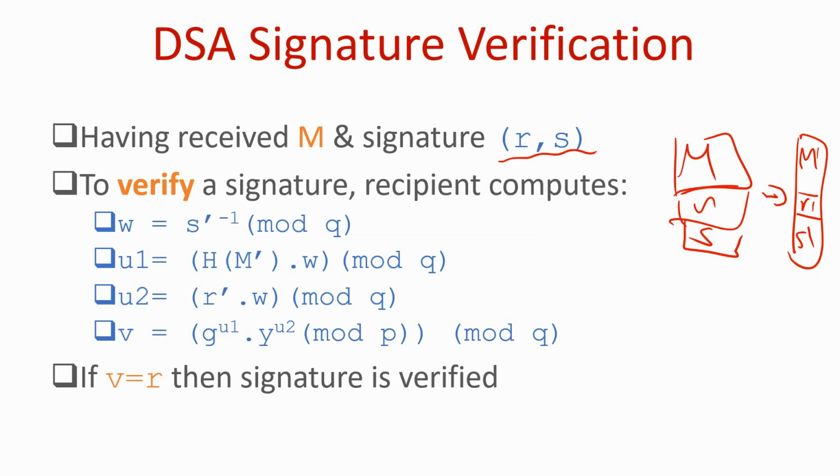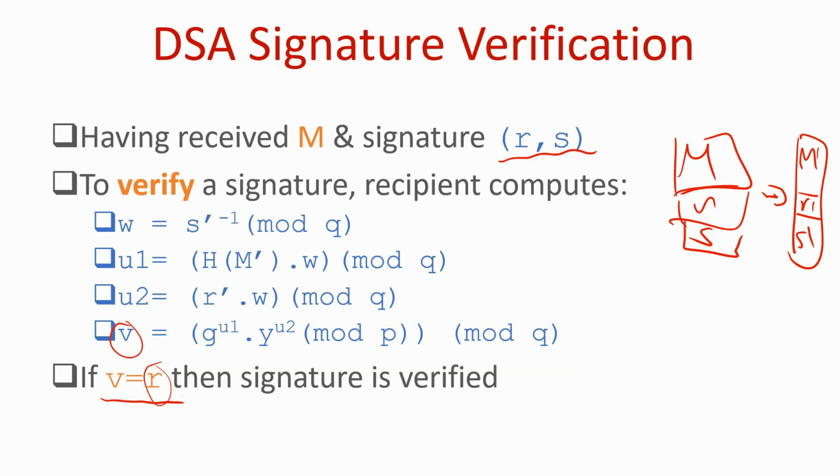So to calculate W, we do the multiplicative inverse of S dash mod Q. And then you calculate the value of U1, which is basically you take the message that has been received, M dash, calculate its hash, and multiply it by W mod Q. And you calculate the value U2, which is R dash multiplied by W mod Q. And then you take the value of V, which is G to the power of U1 multiplied by Y to the power of U2 mod P, and everything is mod Q. Now, according to the math of DSA, if V is equal to R that has been sent with the message, then the signature is verified.